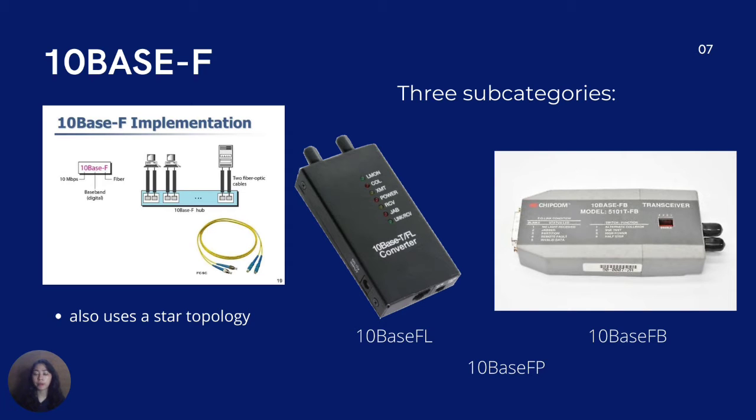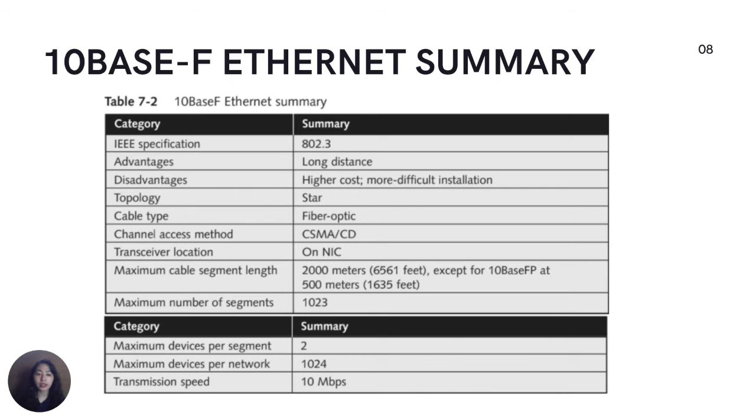Like 10BASE-T, the specification lists 1024 as the maximum number of nodes on a single network connected by repeaters. Because of its high cost, 10BASE-F generally is reserved for connections between hubs or for situations in which security requires cabling not easily affected by electromagnetic interference or EMI. So here is the 10BASE-F Ethernet summary.